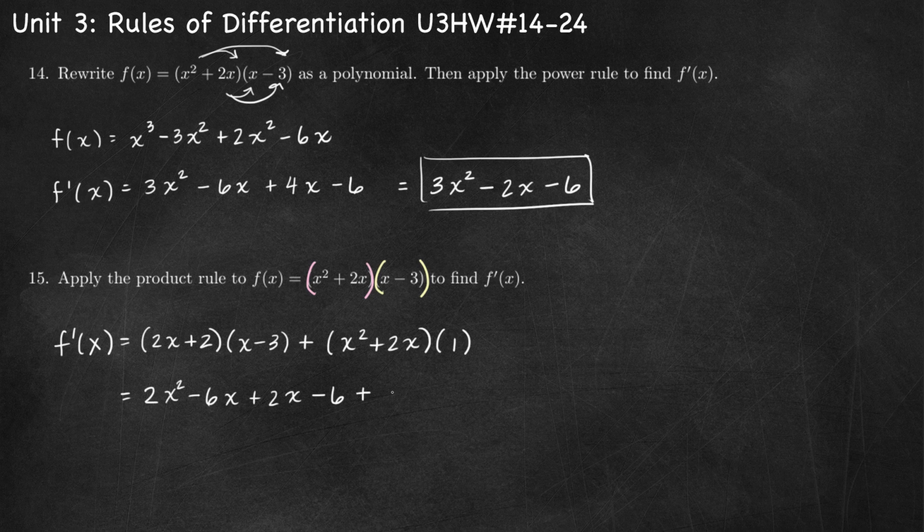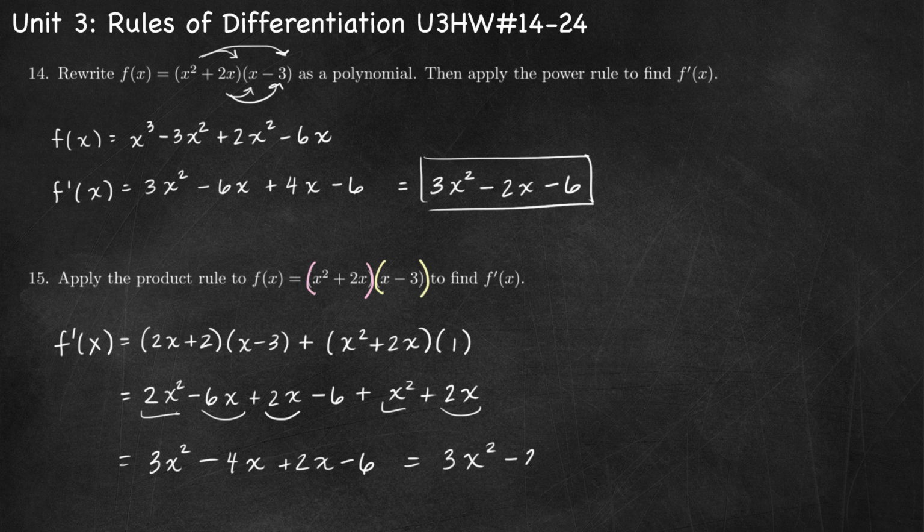And then we will add our x squared plus 2x. Like terms, I've got 2x squared plus x squared, so that's going to be 3x squared. Then I have negative 6x plus 2x, that's minus 4x. Oh, and I forgot this plus 2x over here, and then minus 6. So let's try that again. It's 3x squared minus 2x minus 6. So we do get the same answer whether we use the product rule or expand to a polynomial and then use the power rule.